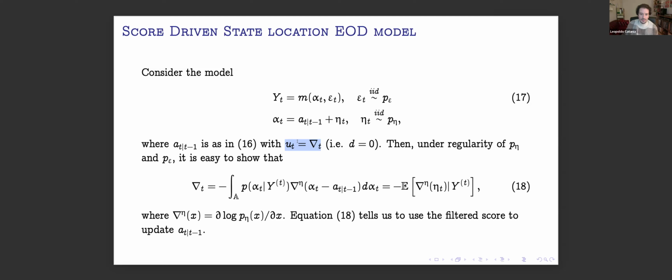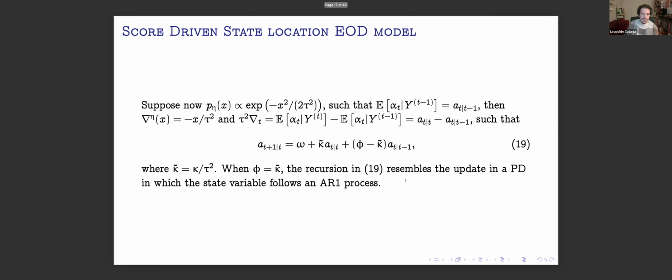Now, if we compute the score in this setup, we obtain this formula here. So we see that the score is actually a filtered estimate of the score of the state variable. Now this is still a bit cryptic, it's something, but it's not completely clear what's going on. So let's make another example.